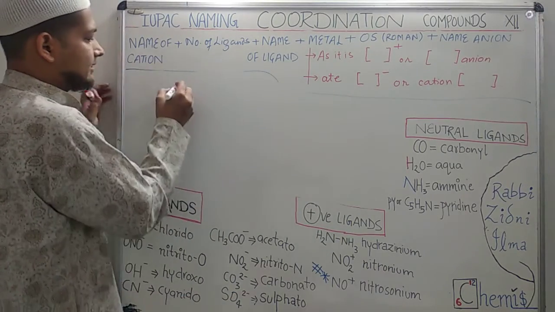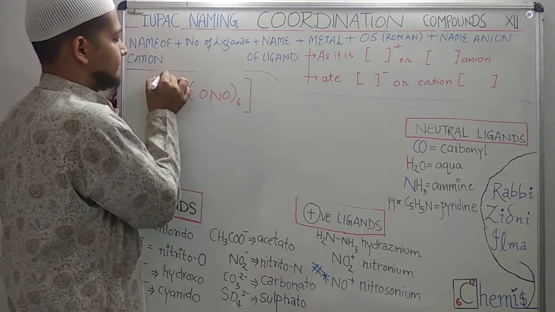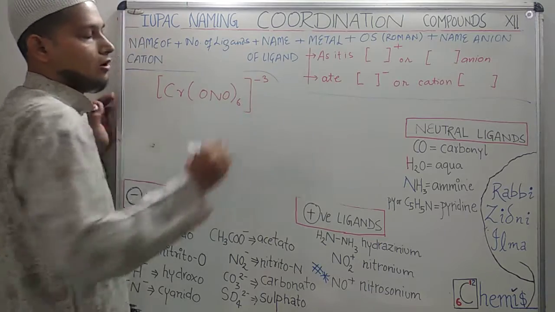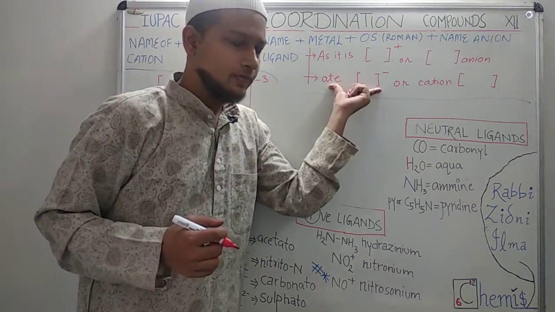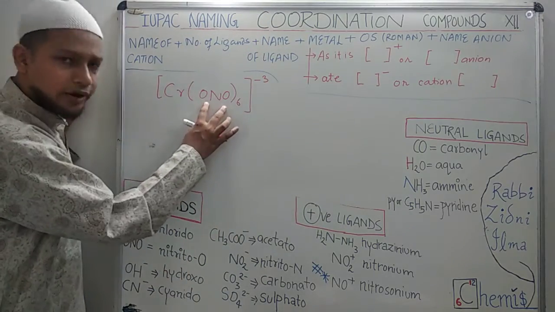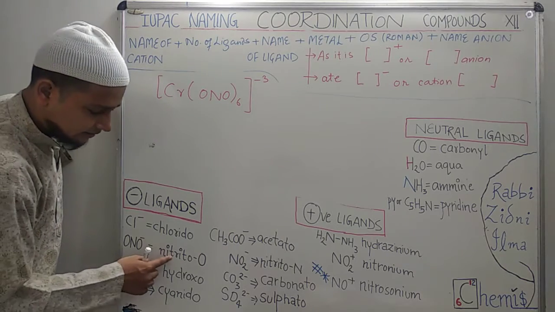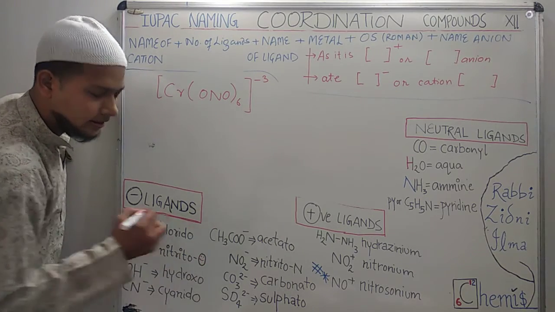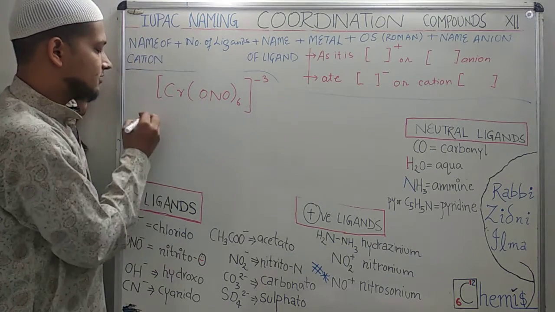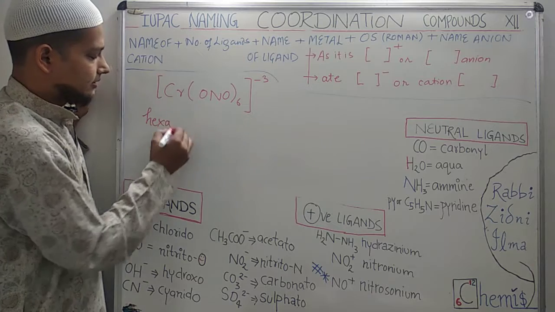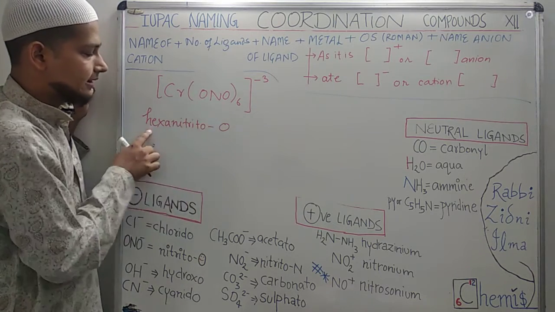Now we have a case like [Cr(ONO)6] with minus 3 on this coordination sphere. The condition is this. So while naming this, we have ONO. ONO means the bonding is done through oxygen. So the name will be nitrito-O. O indicates oxygen is the species which is going to be the donor of electrons. So for 6 we will write hexanitrito-O. Number of ligands, then name of ligand.